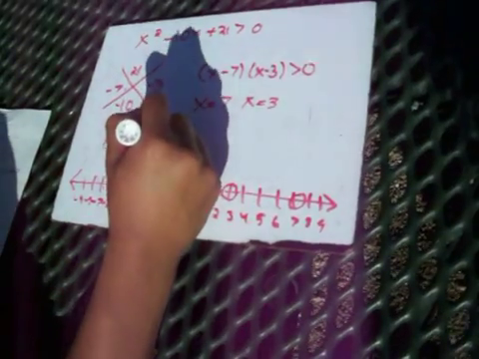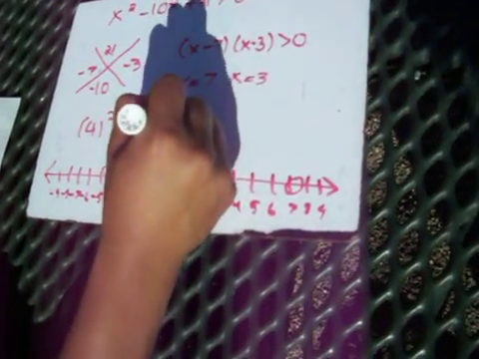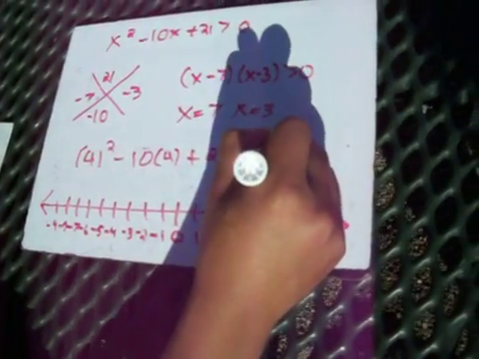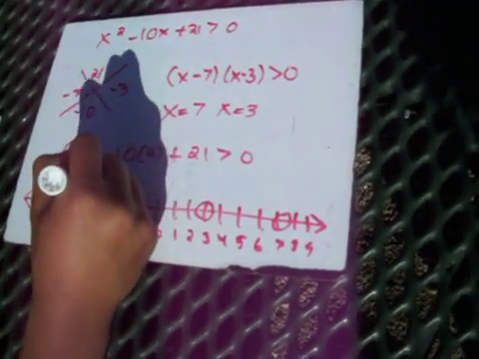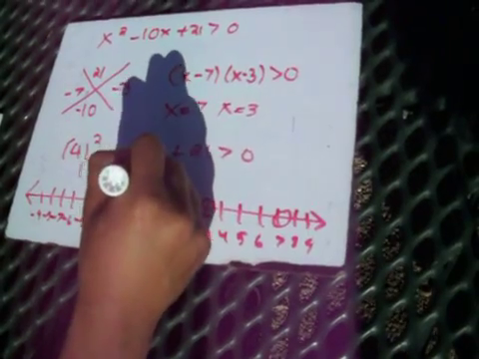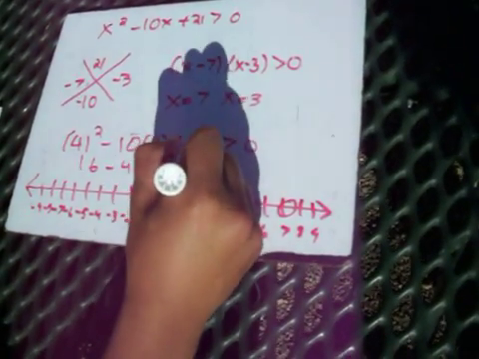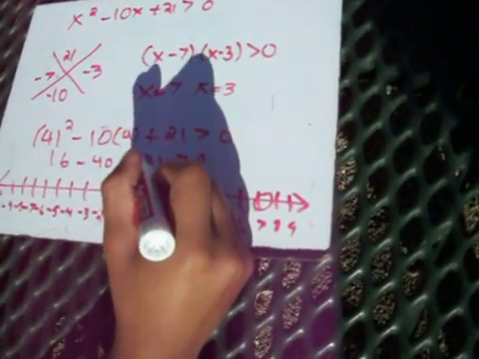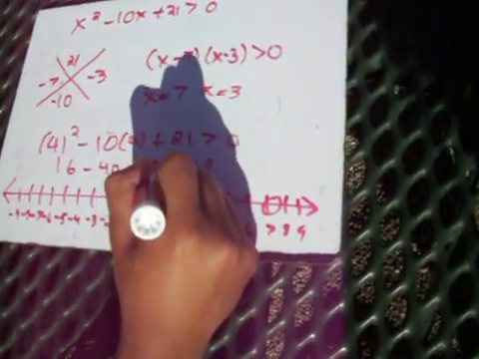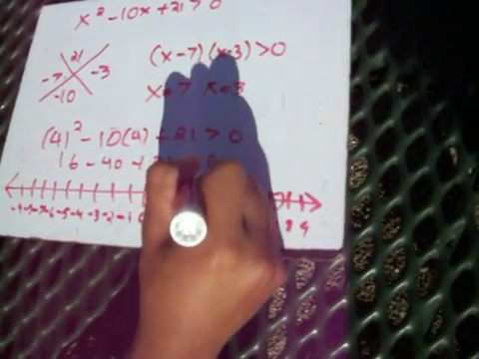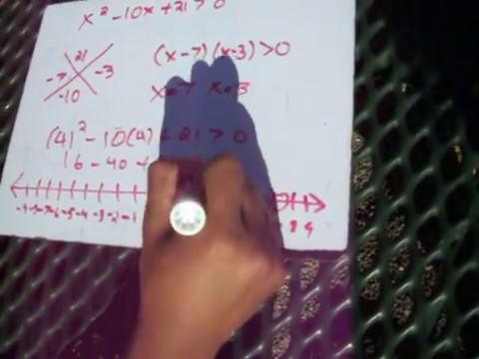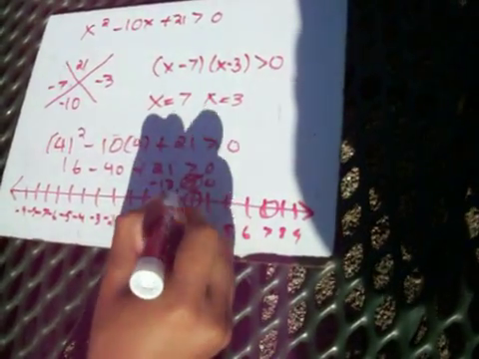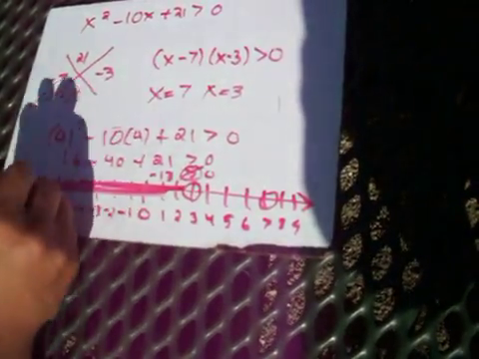So we'll do 4 squared minus 10 times 4 plus 21 is greater than 0. So this is 16 minus 40 plus 21 greater than 0. And then this all adds up to be negative 13, which is not greater than 0. So we know that none of the points would be in this middle, so then we can make the arrows go in this way.